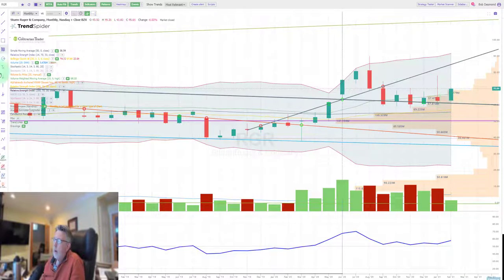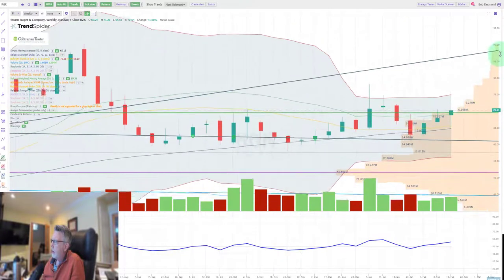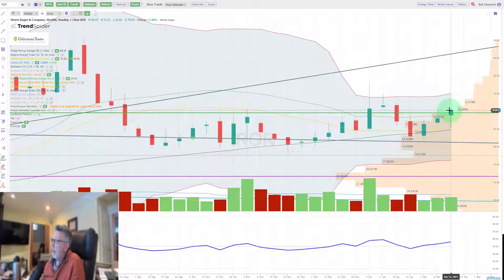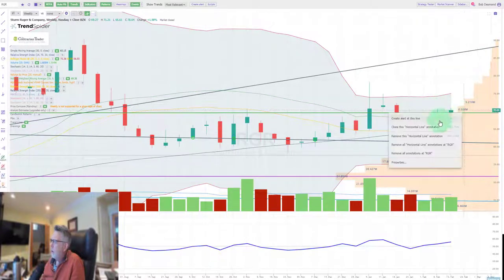So thus far in the month, we are holding a breakout above a volume shelf right here at around, let's call it $70 per share to simplify it. Weekly chart. And you can see last week on the weekly chart, we broke out. Very, very nice. This is very powerful. What I want to do here is I want to create an alert.